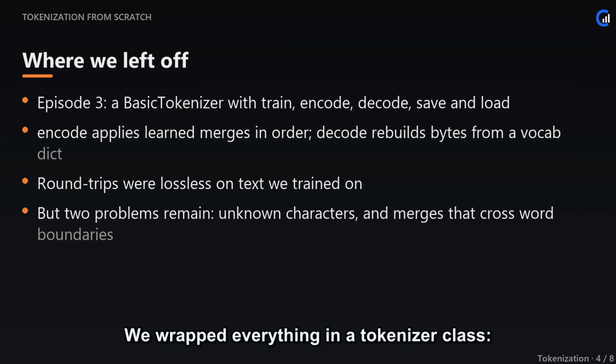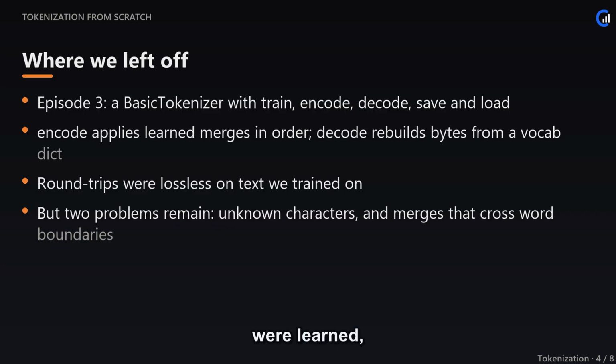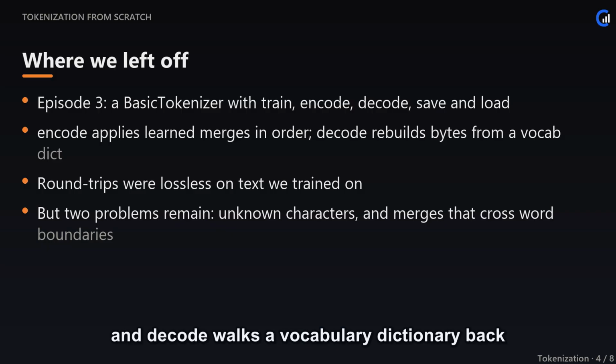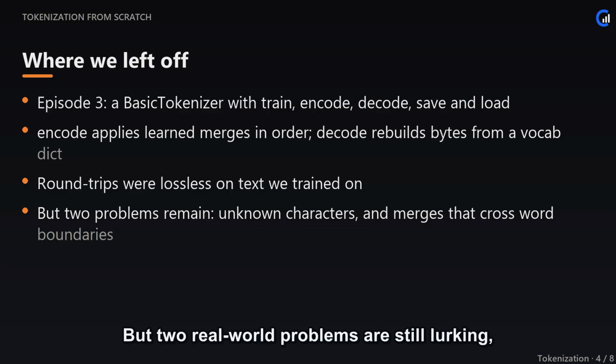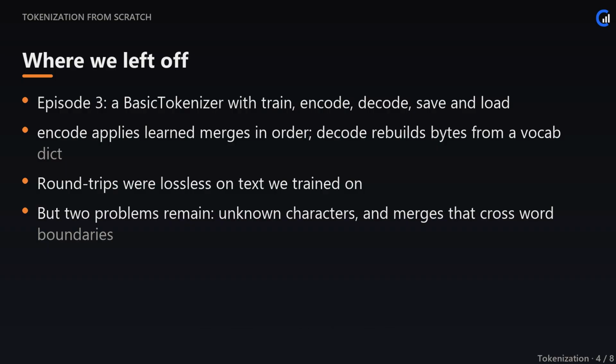We wrapped everything in a tokenizer class. Train learns the merges, encode applies them in the order they were learned, and decode walks a vocabulary dictionary back to bytes. Round trips were lossless. But two real-world problems are still lurking, and both are solved by the two ideas we cover today.